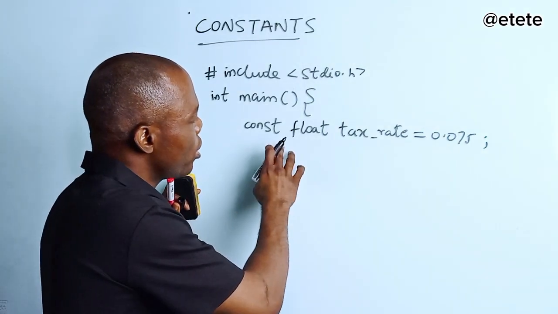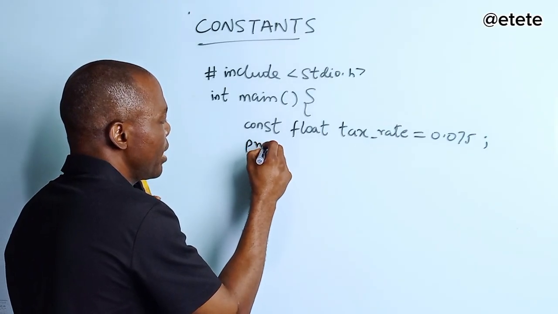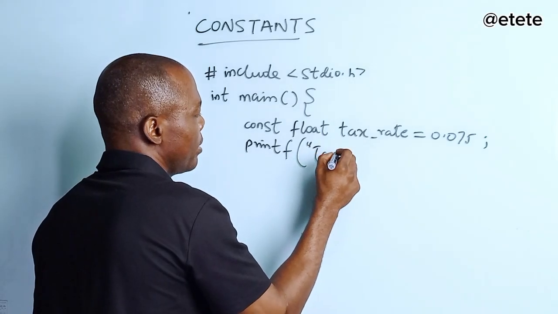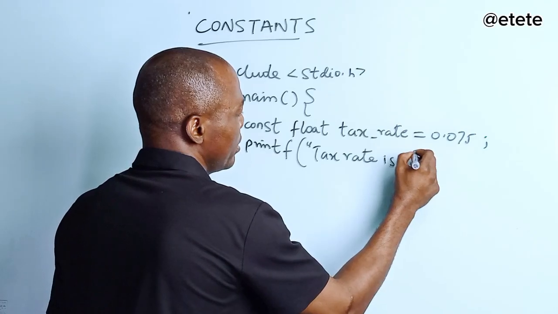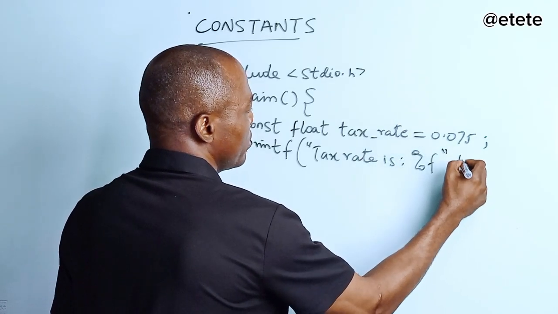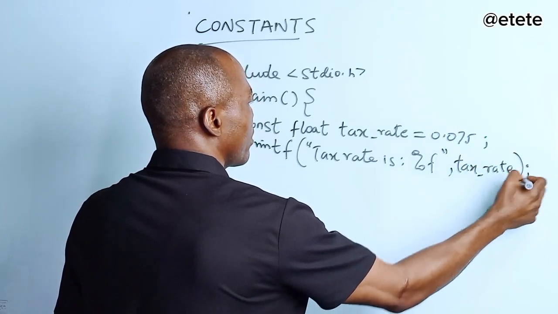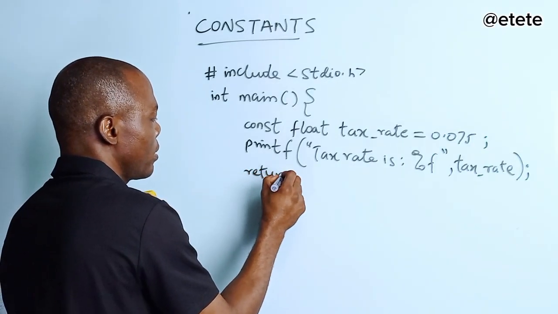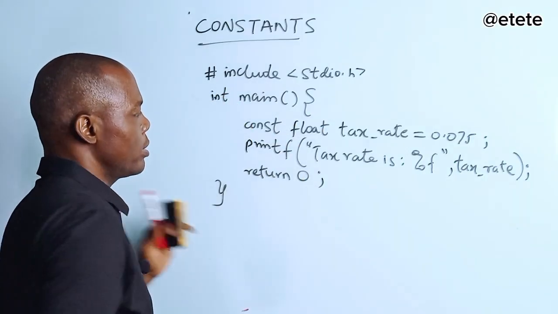All right. So const float tax_rate, then you give the value to it. Then I can now come here and I'll say printf, "tax rate is", then I will do the same thing, my format specifier %f, then I'll close this, comma, then I'll put tax_rate. So this is my output. Then I would say return 0. Then I'll close this. So this is my program.